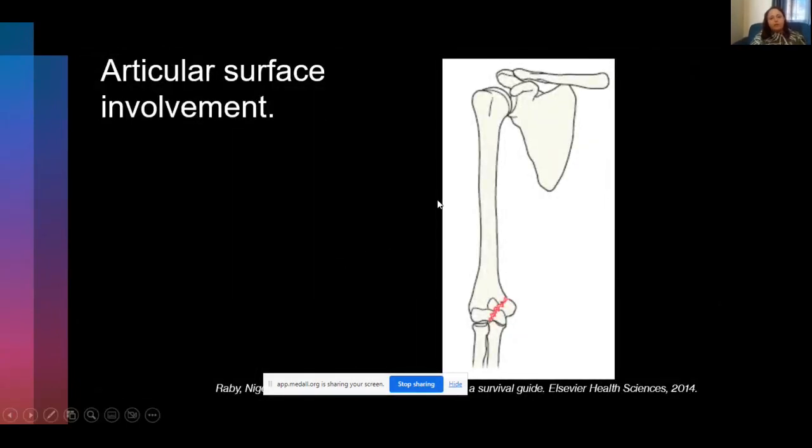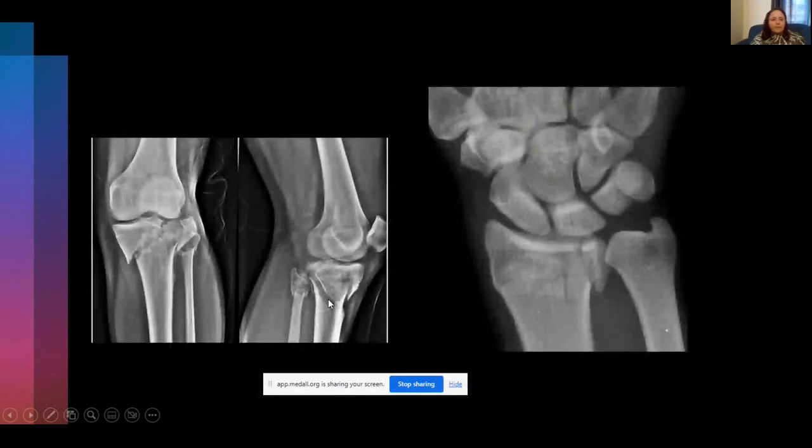Articular surface involvement. You have to comment on whether there is or there is not involvement of the articular surface. If the fracture is involving the proximal or distal end, you have to say whether it's extending to the articular surface or not. That's an example. That's a proximal tibial fracture, but it's extending to the articular surface, to the tibial plateau. So that's an intra-articular fracture of the tibial plateau.